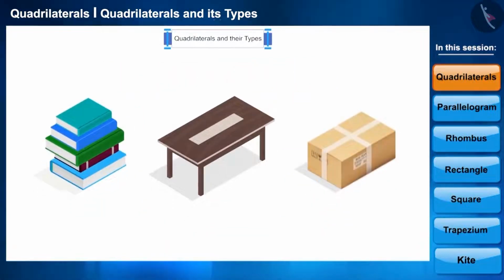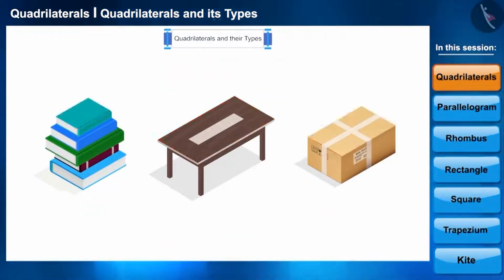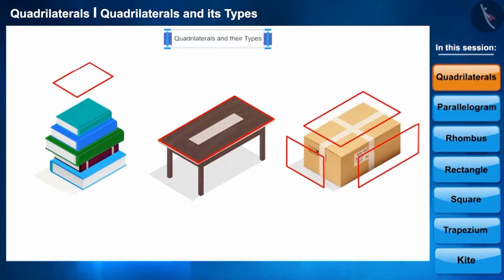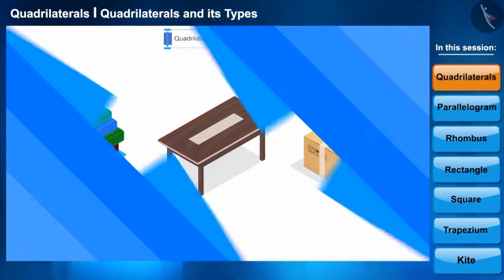We see many things around us in which we can see the shapes of quadrilaterals. For example, this part of the book, we can see its boundaries, which is the shape of the quadrilateral. Similarly, the boundary of each surface of this box, etc.